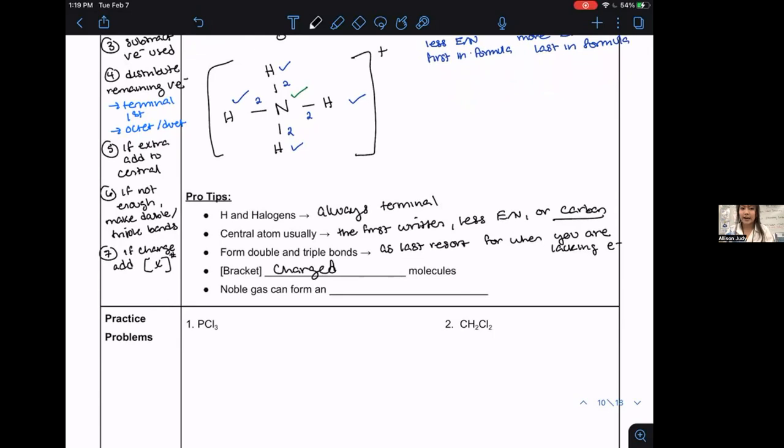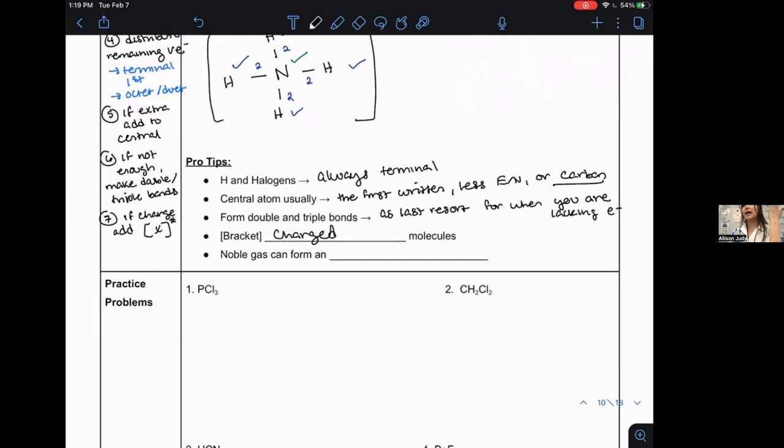This is where we get unique. Most of the time, noble gases are inert, but noble gases can form what we call an expanded octet. And this means that they have to be the central atom. So there are times when the noble gases get called into battle to do what only they can do.